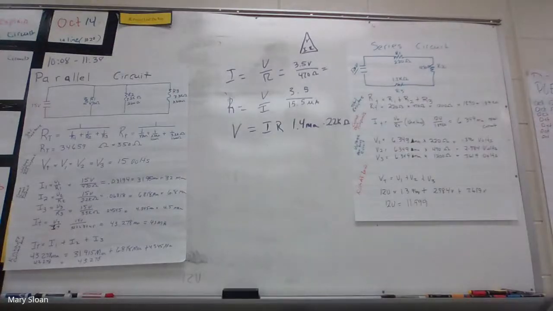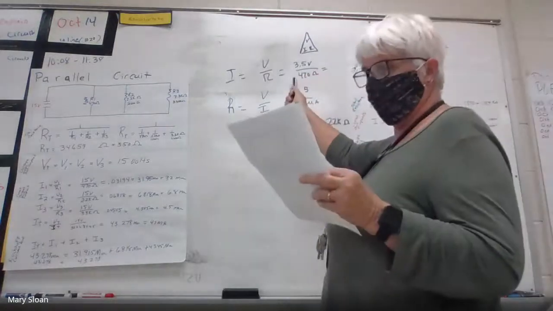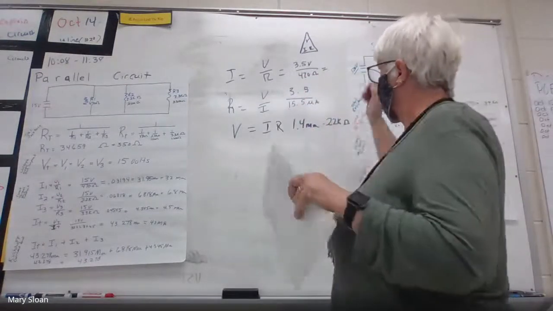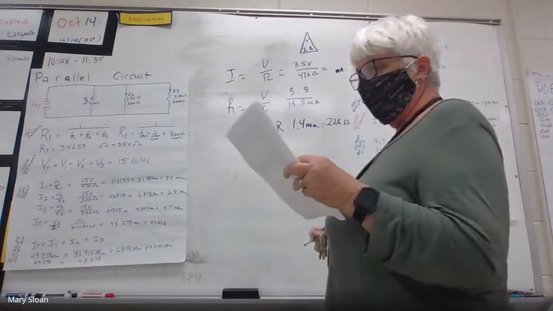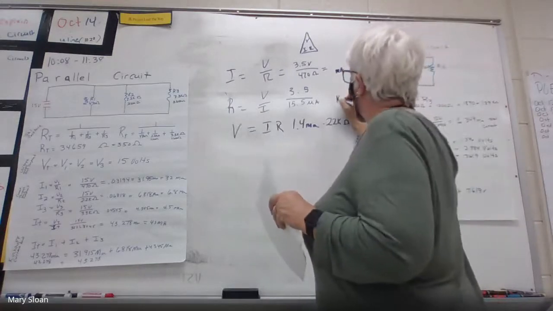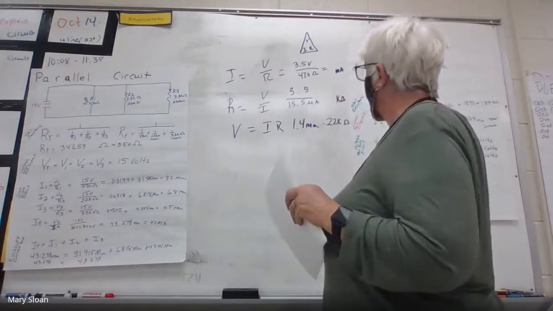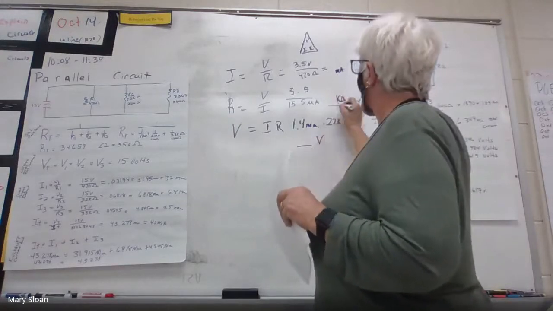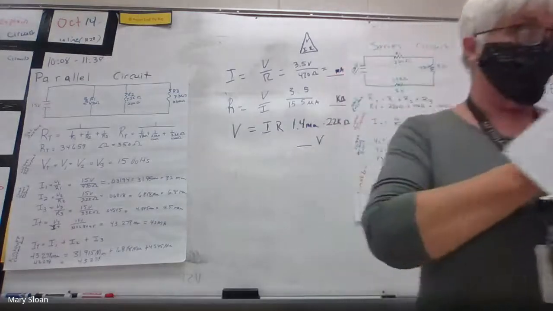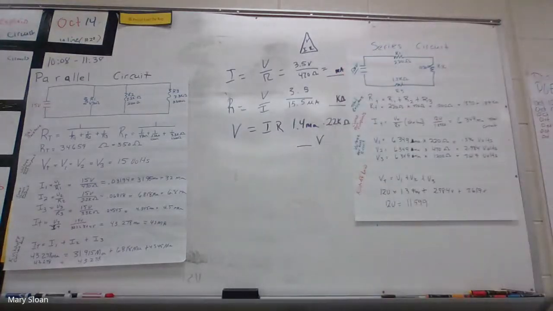Now, what units are we wanting to put in for the first one? Milliamps should be our units. For the second one, kiloohms is our second answer. And our third answer needs to be in volts. So please make sure you're using the right units for that. Any questions on number 1?